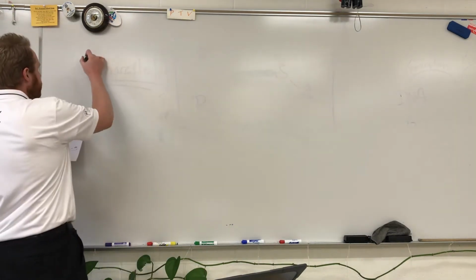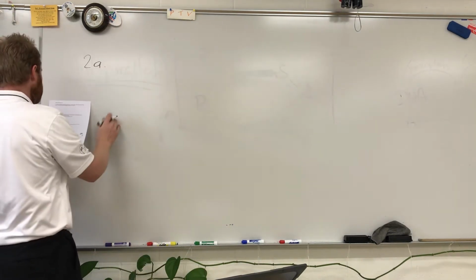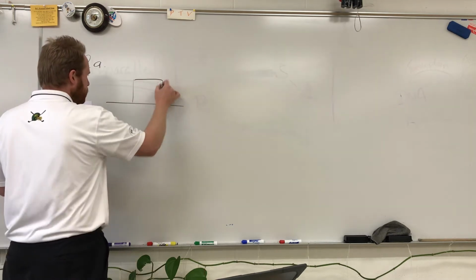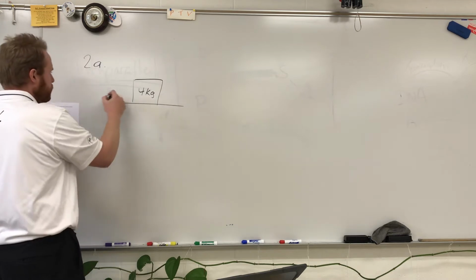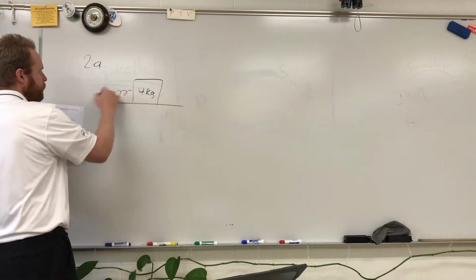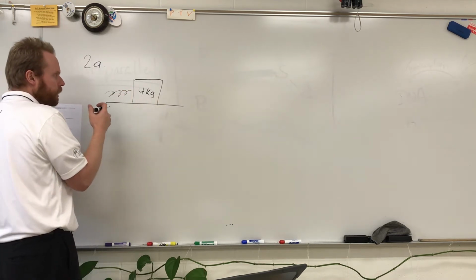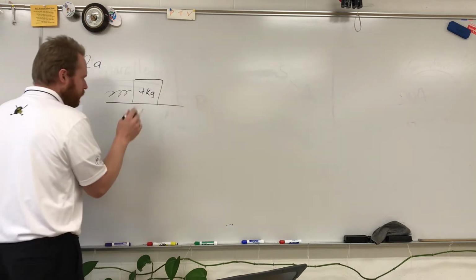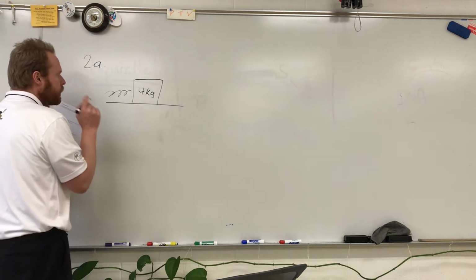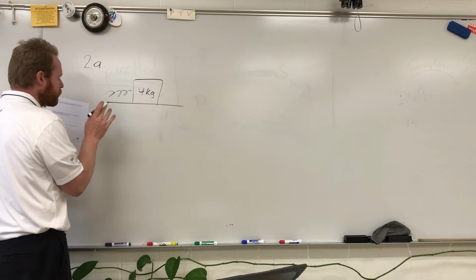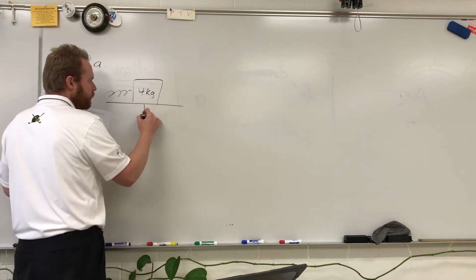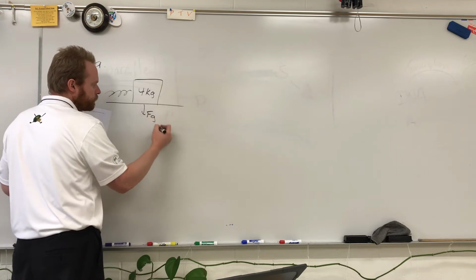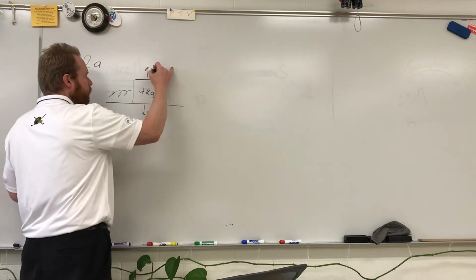But so for question 2A, the idea is we have a box, 4 kilograms, that is pressed up against a spring. Okay, so there's going to be a spring. Now, the reason there's a spring is there's going to be some PE. That's just something to keep in mind. So let's quickly deal with forces. There is a gravitational force. There is a normal force.